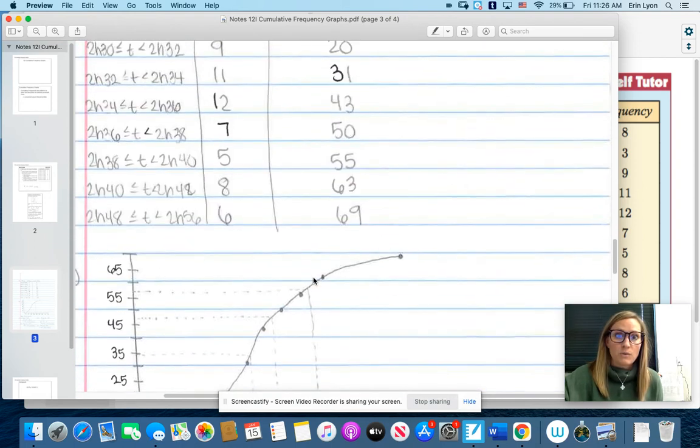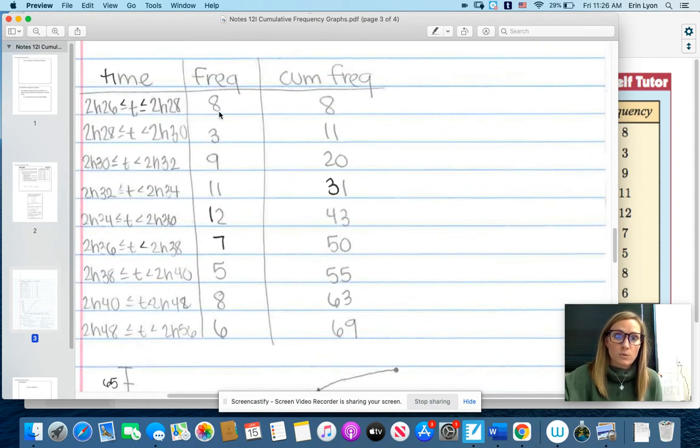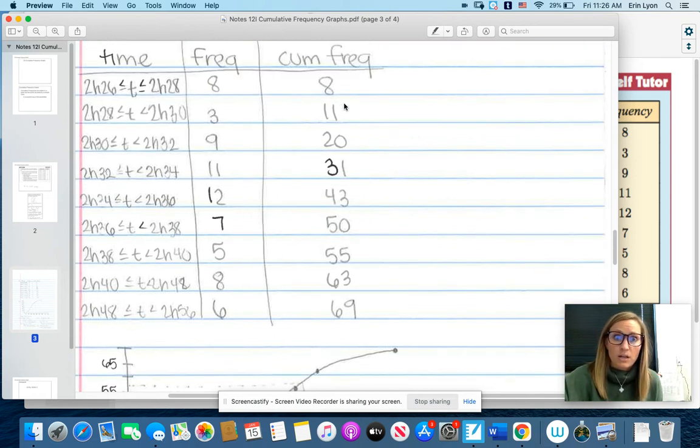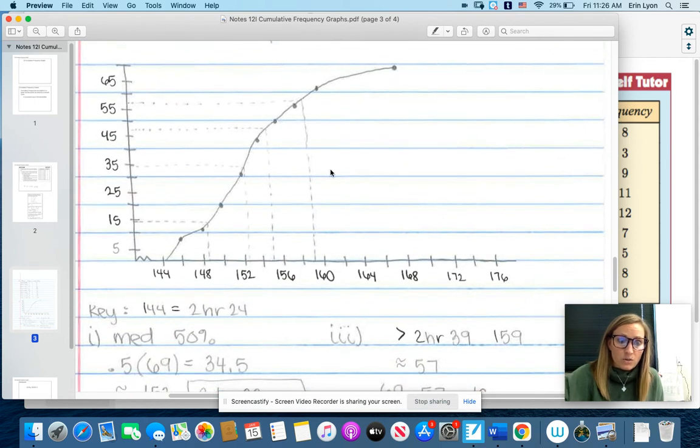Okay, so here's what we do. For our first frequency, you go to the high end, and that's where your cumulative frequency dot is going to go. So we have 8 and then we have 11. You can see that at 2 hours and 28 minutes, which is right here, we have our dot of 8 for a cumulative frequency. Notice I'm counting by tens here. And then at 11, which is just above 10, we have our next one.